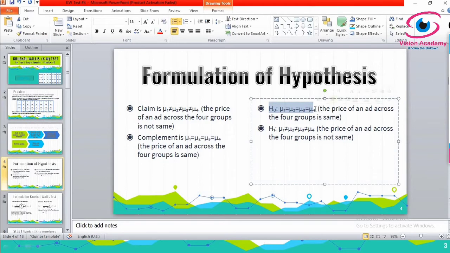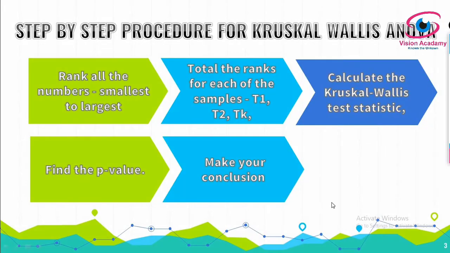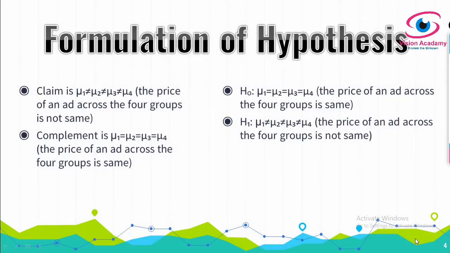So the null hypothesis is mu1 equals mu2 equals mu3 equals mu4, which means the price of an ad across the four groups is the same. And the remainder is the alternative hypothesis, that is mu1 not equal to mu2 not equal to mu3 not equal to mu4, which means the price of an ad across the four groups is not the same. In this way we formulated our null and alternative hypotheses. So now let us go for solving this problem.